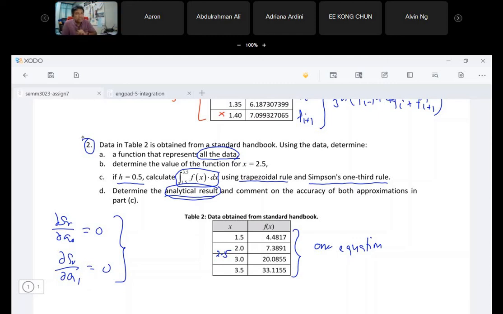So kalau kamu tak tahu ni, which mean kamu tak faham, and you are trying to memorize the method. You are not trying to memorize the understanding. Why are we doing this? Why do we need to differentiate with respect to A0 and A1 and set it equal to 0? Why? Anybody? Can anybody tell me? This is very important in understanding.